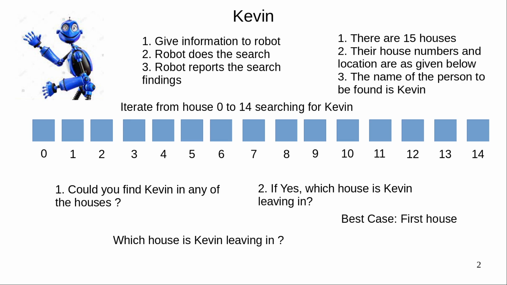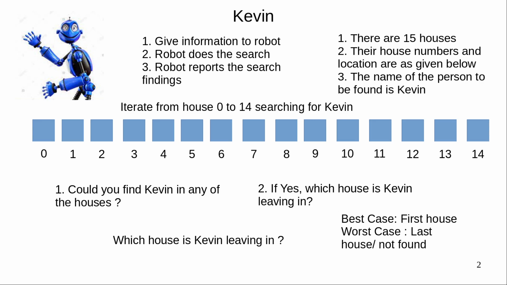So now, what is the best case for the robot? The robot has started from the 0th house and is continuing till the 14th house. So the best case for the robot is to find Kevin in house number 0. Then it has to just search in one house. And what is the worst case? It's the last house or not found. So when Kevin is not there, or if Kevin is found in the last house, the robot will have to go through 15 houses to reach that conclusion. So that is the worst case.